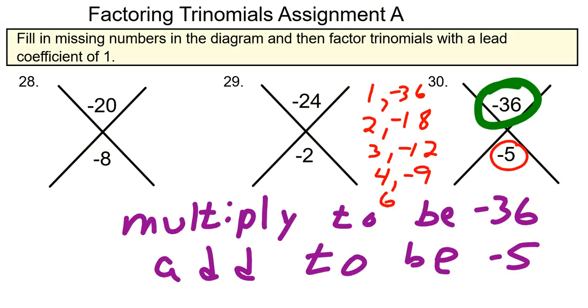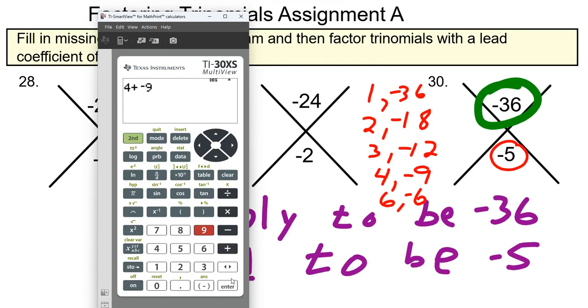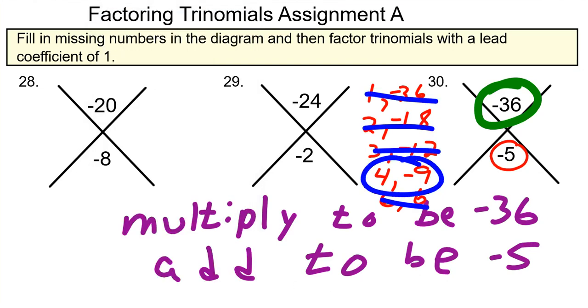And in 6 and 6, both of those numbers are the same, so let's make one of them negative. Since 4 plus negative 9 is negative 5, these are the numbers we are looking for. So let's respond negative 9, 4, or 4, negative 9.